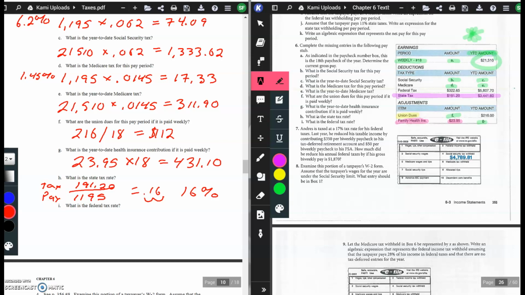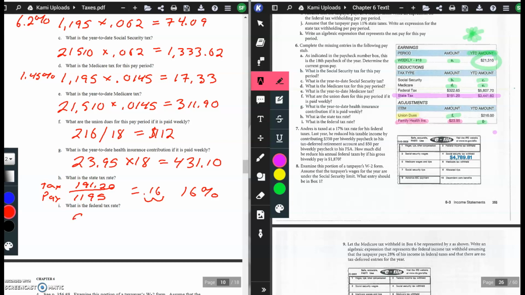Now your federal tax, okay, your federal tax is going to be $322.65 for this pay period. And for the year-to-date amount, it's going to be $5,807.70. So you can do it another way as well.